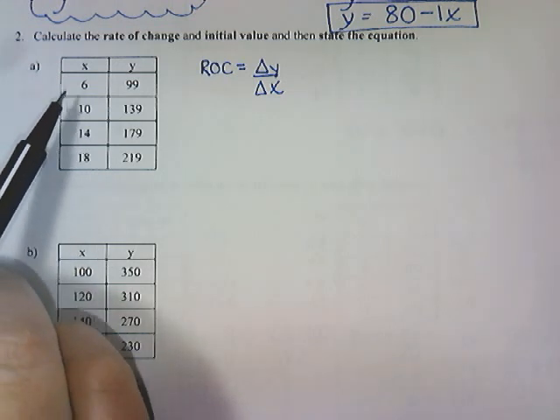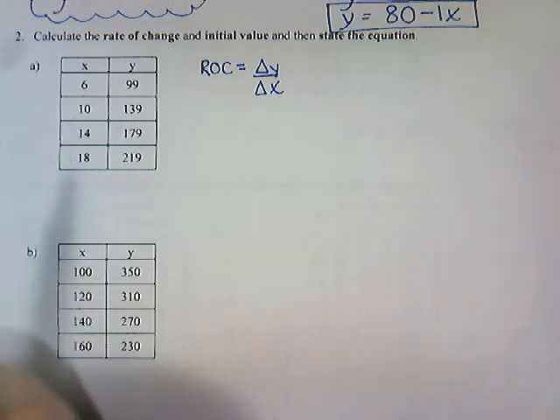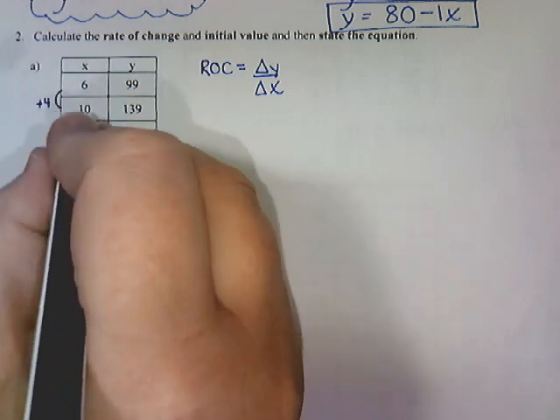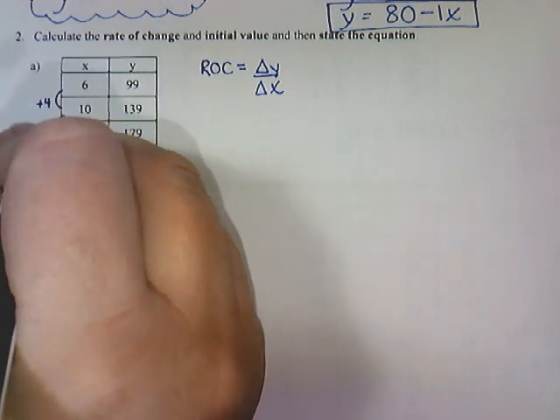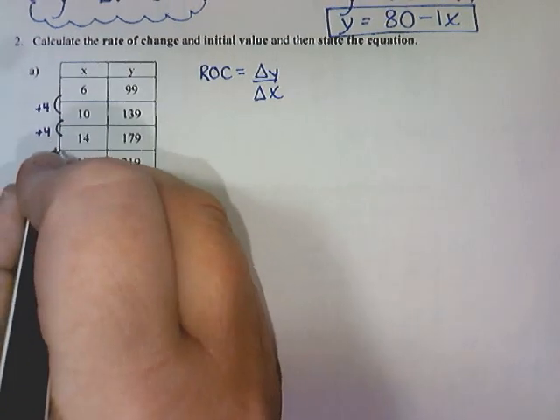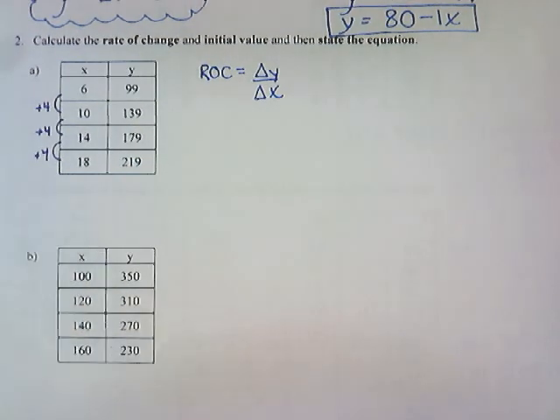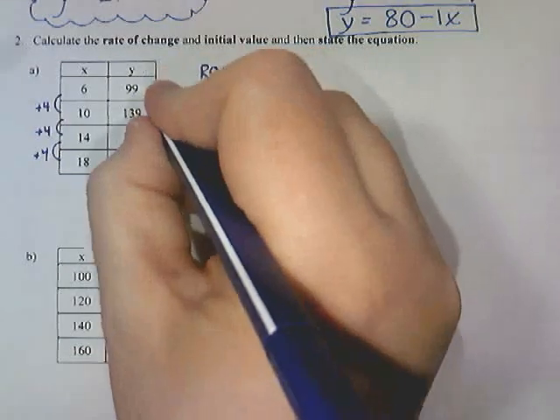All right. So from 6 to 10, I went up 4. From 10 to 14, I went up 4. And from 14 to 18, I went up 4. So that's a good start. We're going up by the same amount, which makes me think this might be linear. If it's not linear, I can't really do the equation.